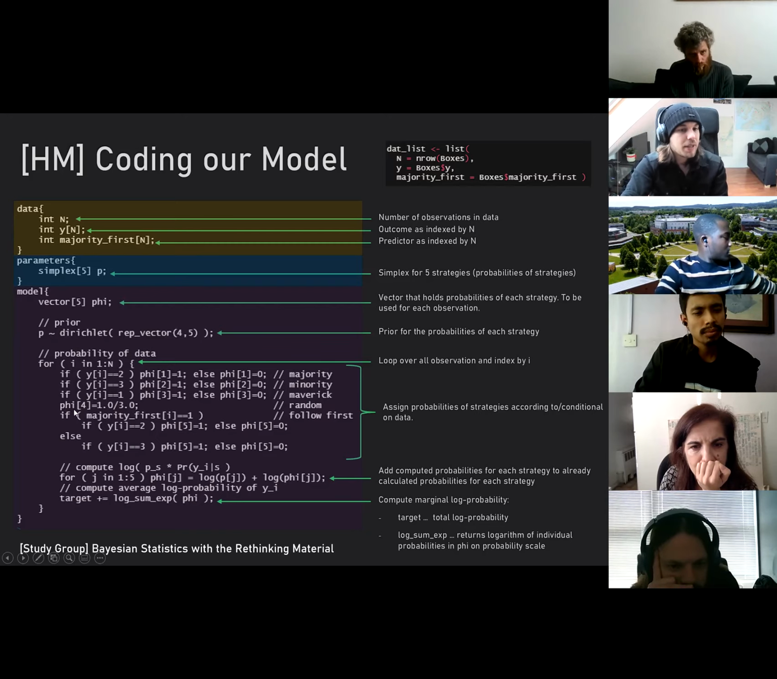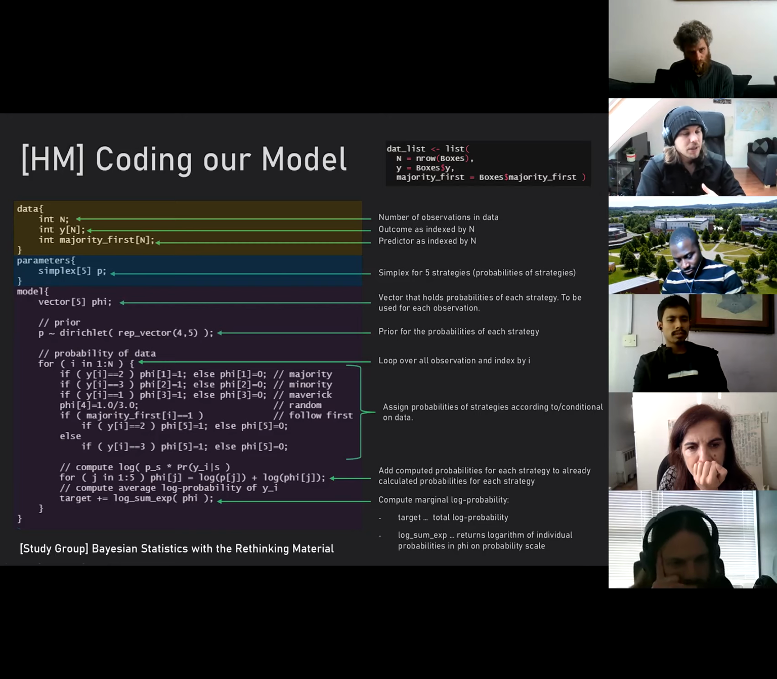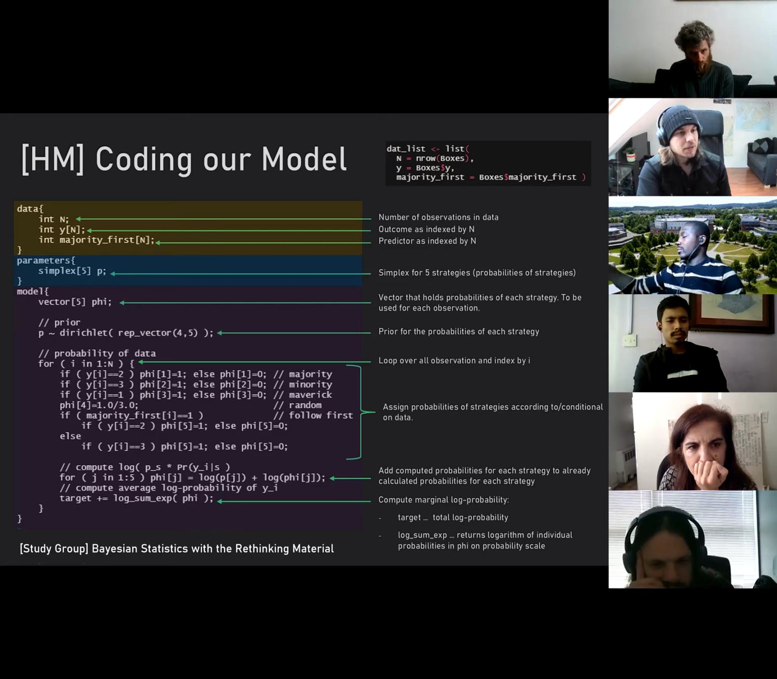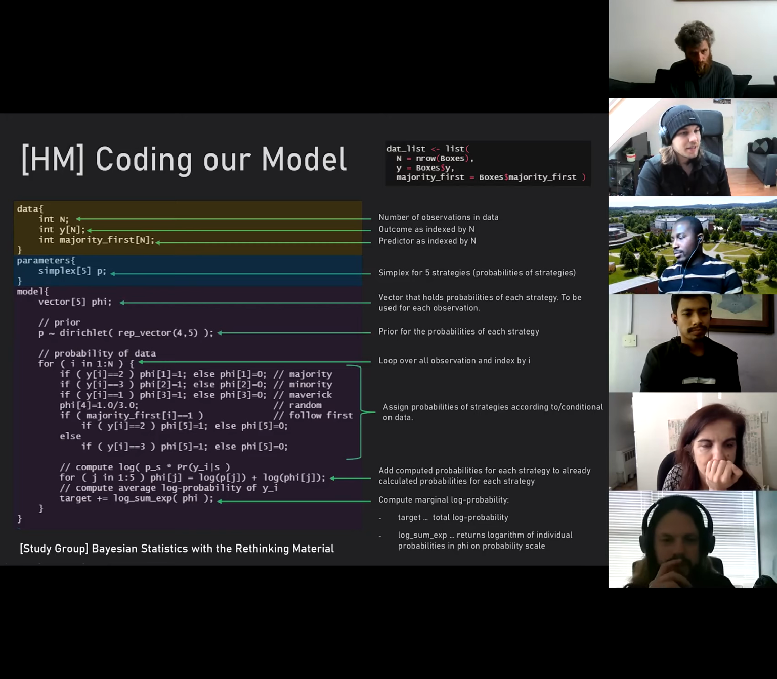Potentially important to point out that for the random strategy, we just always assign 1/3, because on the random, there's always a 1/3 chance that you'll pick whichever color is currently being seen out of 3 colors. And for the majority first strategy, we just take into account the value of the majority first variable. Does that make sense to everyone? I'm seeing a few concerned faces.